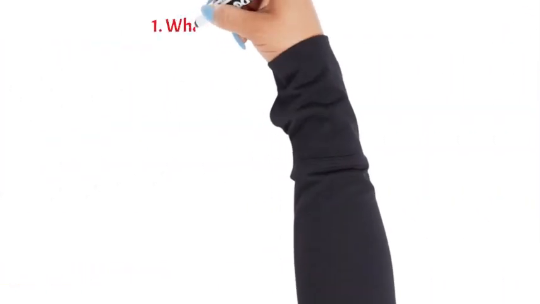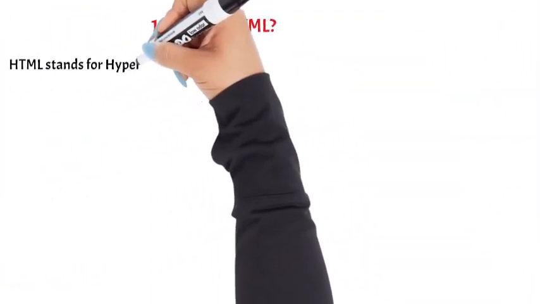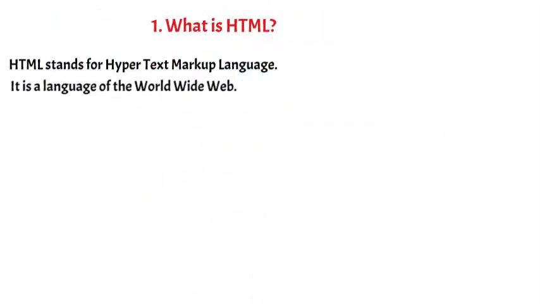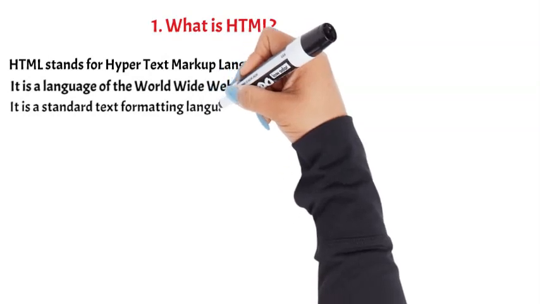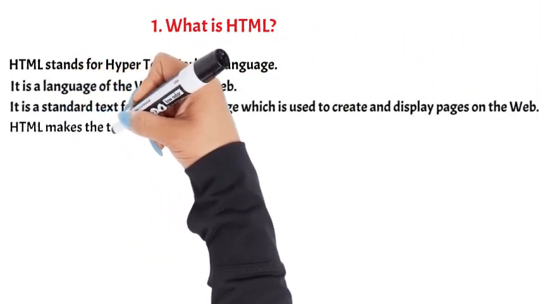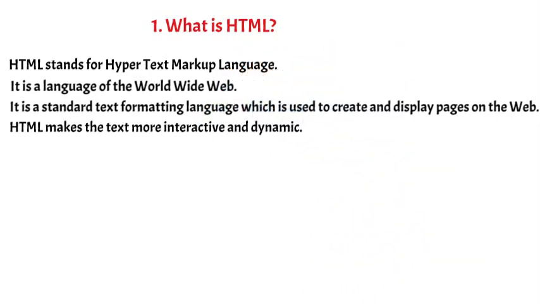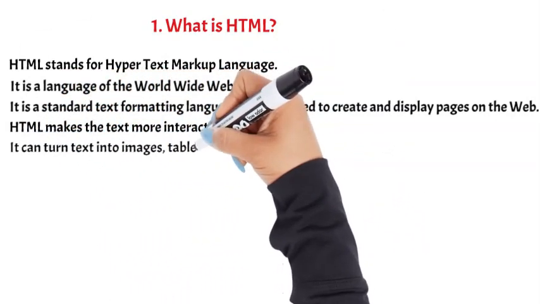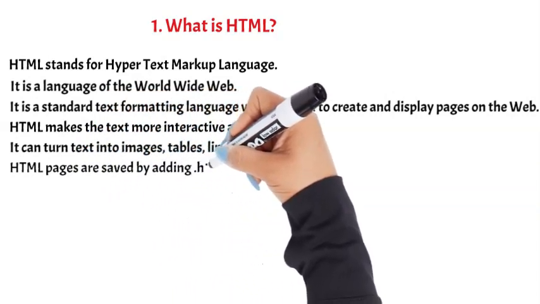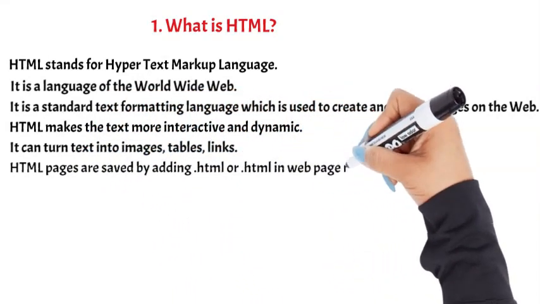1. What is HTML? HTML stands for Hypertext Markup Language. It is a language of the World Wide Web. It is a standard text formatting language which is used to create and display pages on the web. HTML makes the text more interactive and dynamic. It can turn text into images, tables, links. HTML pages are saved by adding .html or .htm in the web page name.